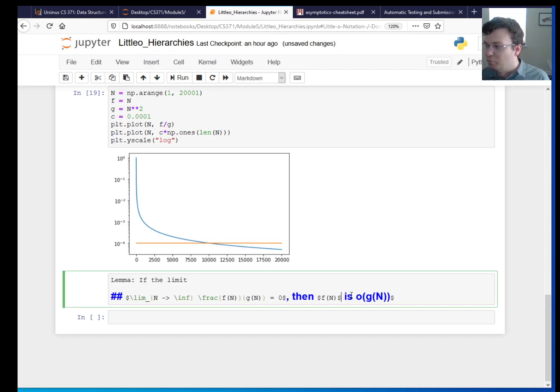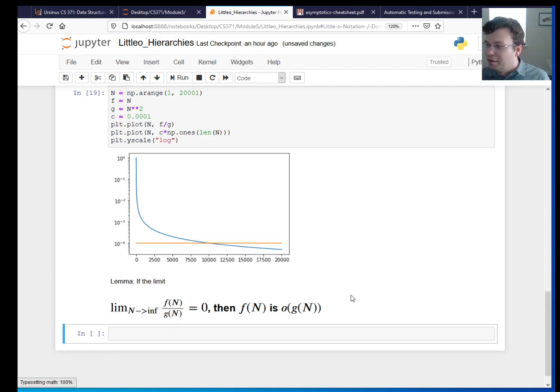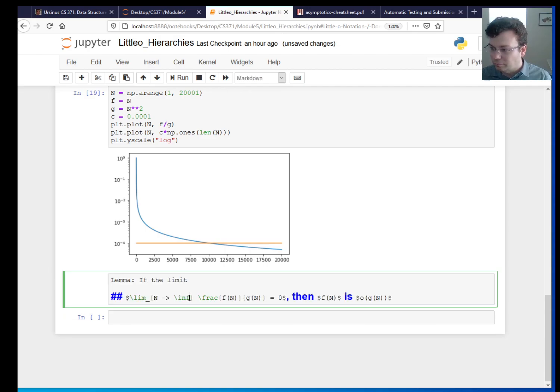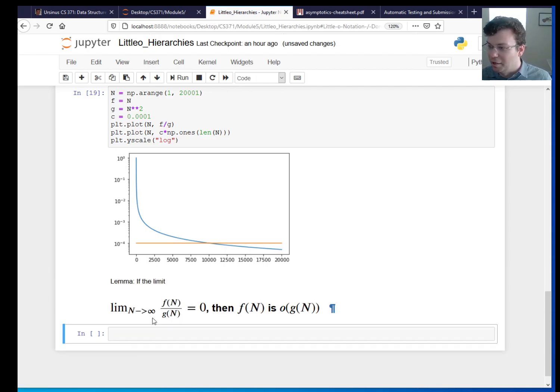Okay, sorry, I'm just trying to get the formatting right here. I've been using LaTeX this whole time, if you've ever heard of that. Anyway. Okay, there we go. Now this looks nice. So the limit as n approaches infinity of this ratio, if that turns out to be 0, then we say that f of n is little o of g of n. So f of n is totally dominated by g of n.